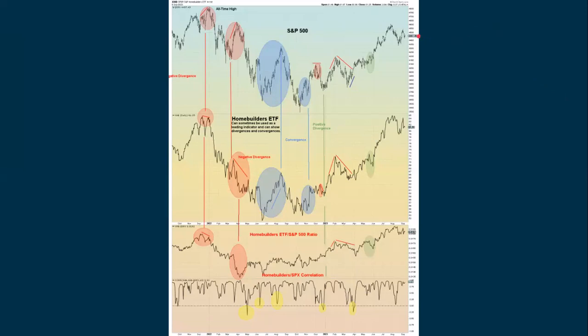On the top, we have the S&P and then the home builders ETF. We take a ratio between the two. And then what I follow closely is the correlation down at the bottom, showing that they're having a strong tendency to go in the same direction.